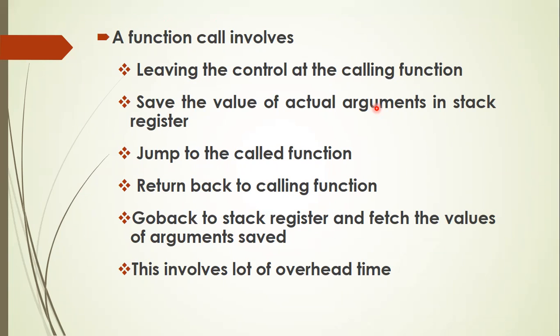So your computation within the called function is simply 1 unit of time. But for doing 1 unit of computation in the called function, you are wasting a lot of time in leaving the control here, going there, fetching the value from the stack register, etc. All such things take some time, and that time we call overhead time. So for a small function, the overhead time is more than the computational time. In that case, it results in wastage of time, and the compiler takes more time for execution. Then what is the alternative? How to avoid this overhead time?